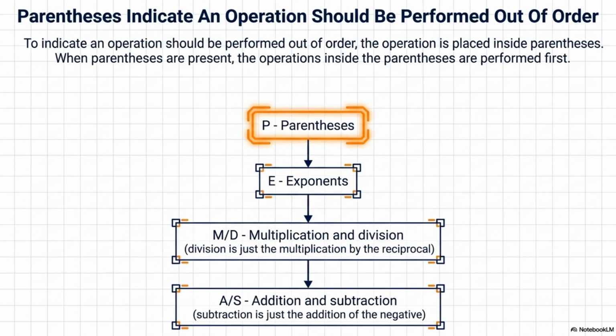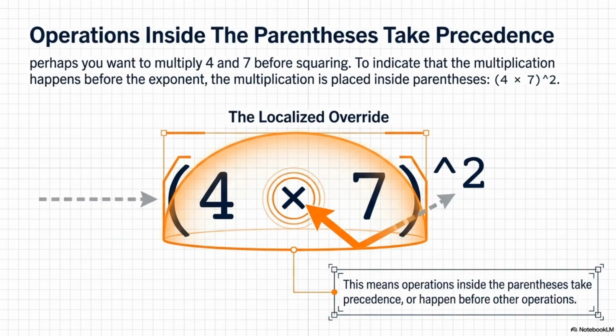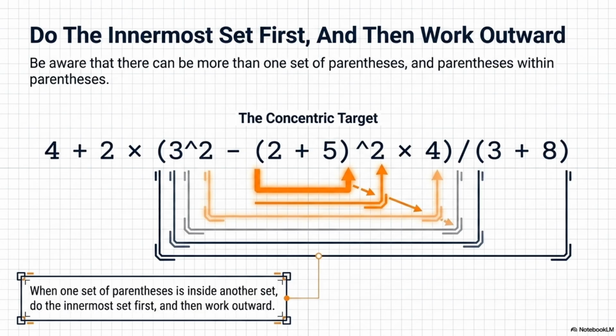So if you need to multiply 4 and 7 before squaring them, you bracket the 4 times 7 inside parentheses and put the exponent on the outside. So it's open parenthesis, 4 times 7, close parenthesis, squared. Exactly. It's essentially a localized override command for the standard syntax. That's a really great way to look at it. And when you get into highly complex equations with nested parentheses, parentheses inside parentheses, the system scales perfectly. You just work from the inside out. You simply start with the innermost set and resolve your way outward.